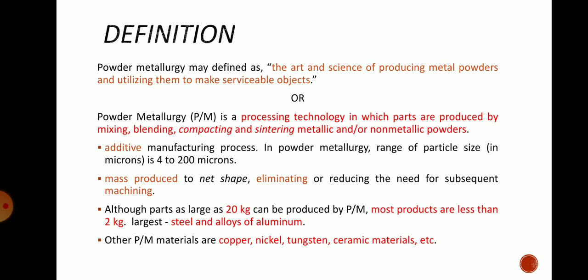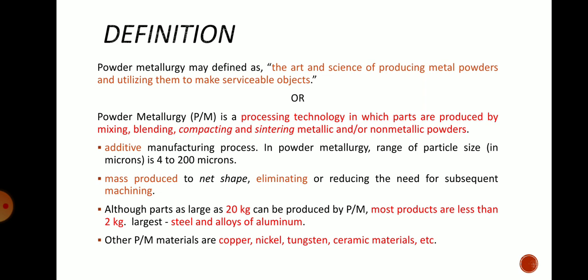In powder metallurgy, the range of particle size varies from 4 to 200 microns. From 4 microns to 200 microns, this size of powder can be varied depending on your application. If you require a greater amount of porosity, you have to use a larger particle size. If you have to make a product with a small amount of porosity or no porosity, that is, a dense product, then you can use a small particle size. So the particle size can be varied in powder metallurgy, and you can make a strongly dense component to a porous component by using powder metallurgy.